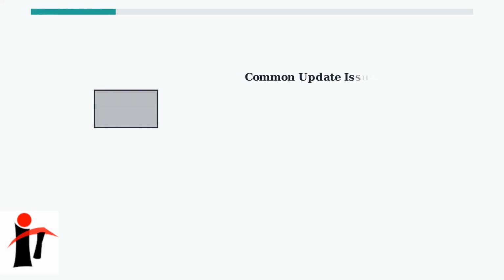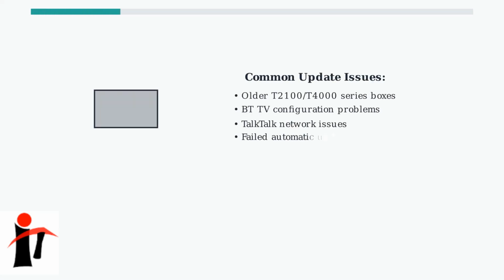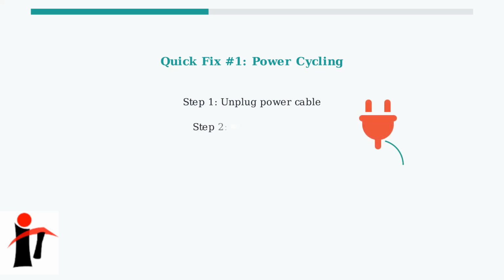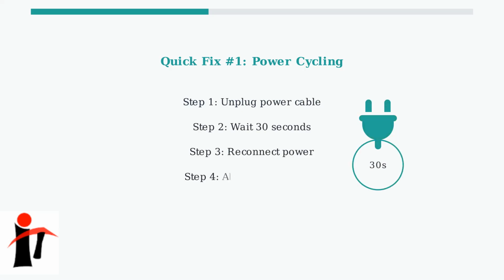YouView update problems are surprisingly common, especially affecting older YouView Plus boxes like the T2100 and T4000 series. Many users also experience ISP-specific issues with BTTV and TalkTalk configurations. The first and most effective quick fix is power cycling your YouView box. This simple process resolves many temporary software glitches and connection issues.